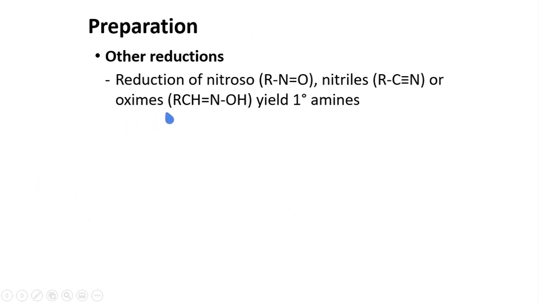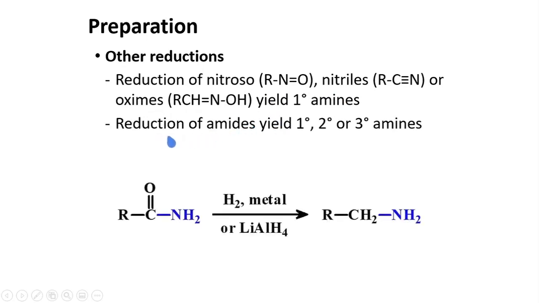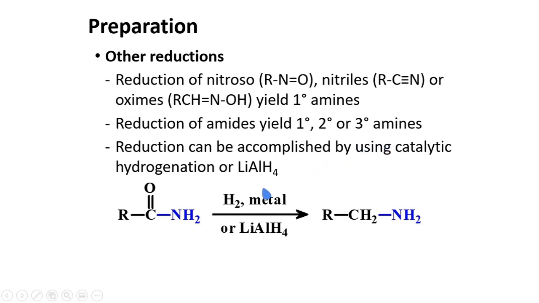Amines can also be prepared by reduction of the nitroso group, nitriles, or oximes to yield primary amines. Amides can be reduced to yield primary, secondary, or tertiary amines. Again, the reduction can be accomplished using catalytic hydrogenation or lithium aluminum hydride.